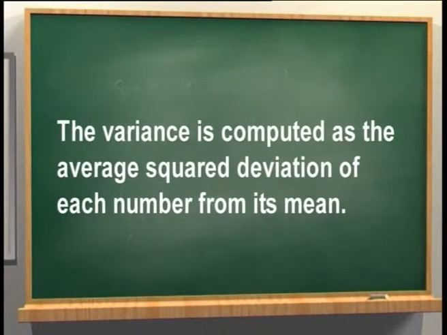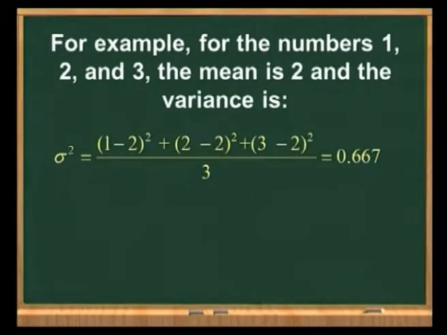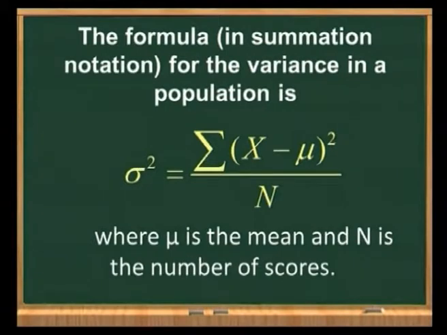The variance and the closely related standard deviation are measures of how spread out a distribution is. In other words, they are measures of variability. The variance is computed as the average squared deviation of each number from its mean. For example, for the numbers 1, 2 and 3, the mean is 2 and the variance is (1 minus 2)squared plus (2 minus 2)squared plus (3 minus 2)squared, divided by 3, and the variance is 0.667. The formula for the variance in a population is sigma squared is equal to the sum of X minus mu, the whole squared, divided by N, where mu is the mean and N is the number of scores.